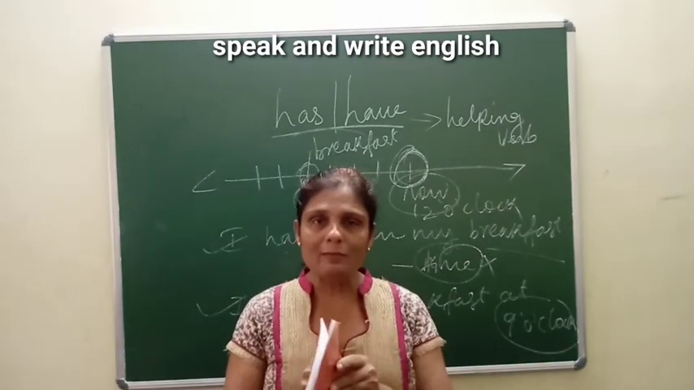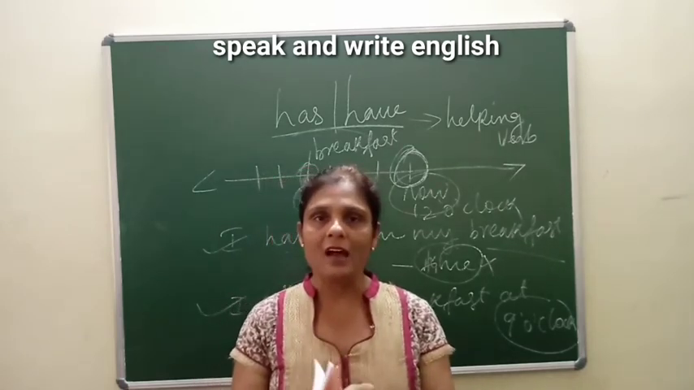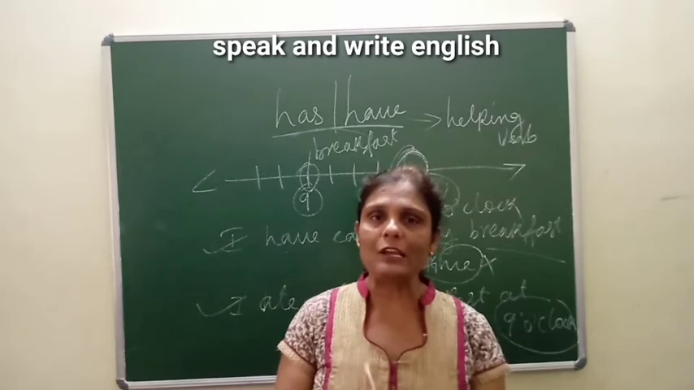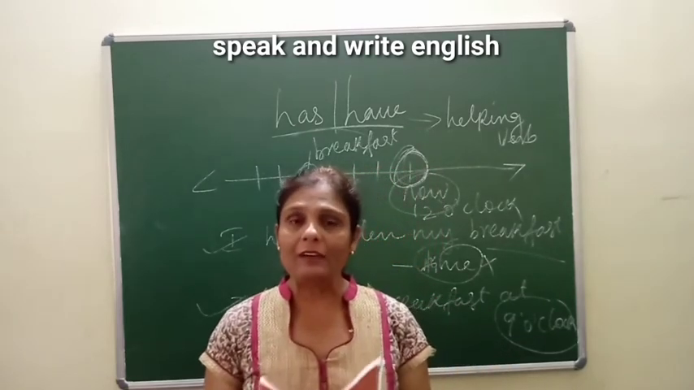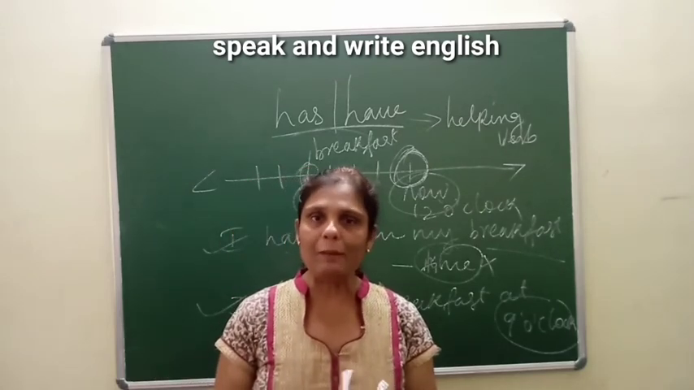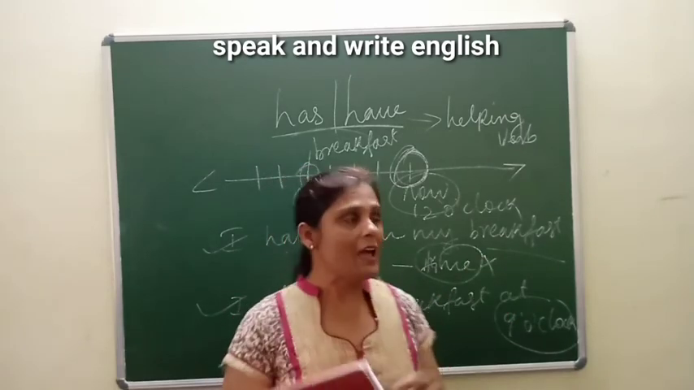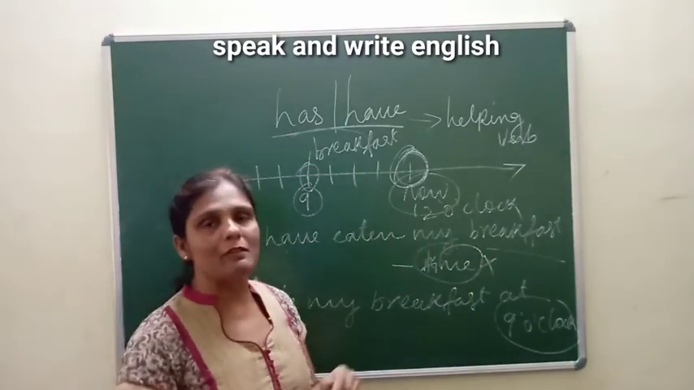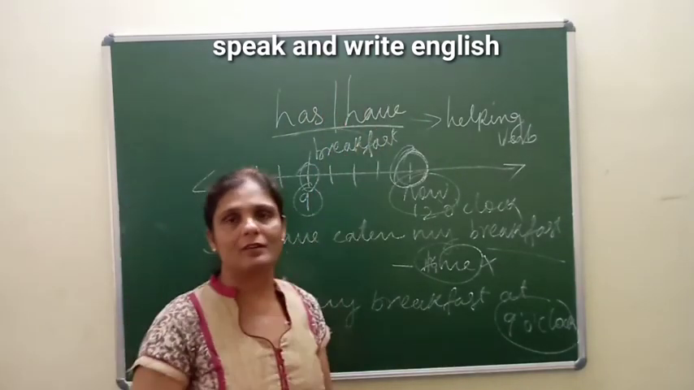I just close my book and I say, I have finished reading. So the activity of reading you have completed just now, in the immediate past. There too we make use of the perfect tense, and wherever we make use of the perfect tense, we make use of the word has and have.